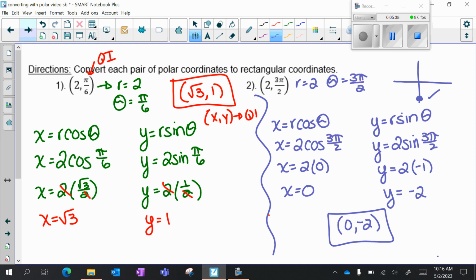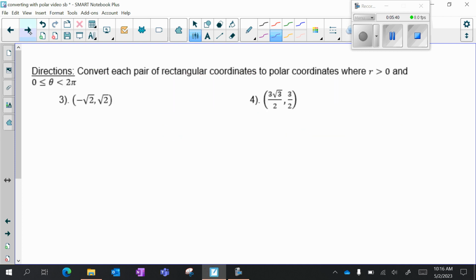Now let's take a look going in the opposite direction. So this is the point (-√2, √2). So I'm thinking to myself, this is -x, y, which on a Cartesian plane or rectangular coordinates is in quadrant 2. So when I'm done, my final answer (r, theta), theta should be in quadrant 2 if I've done it correctly.